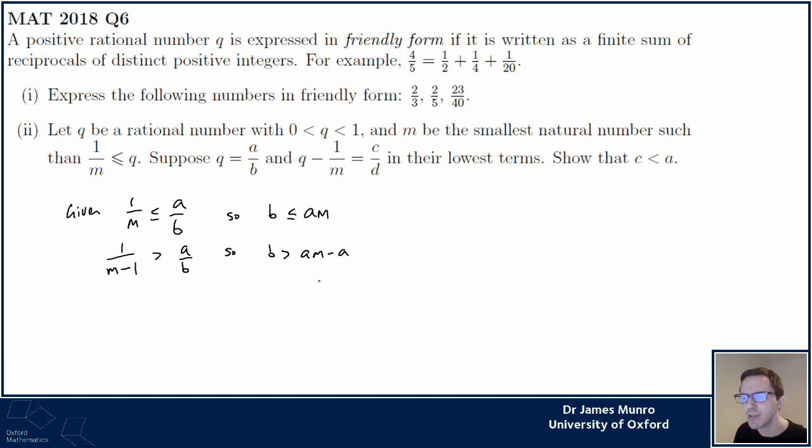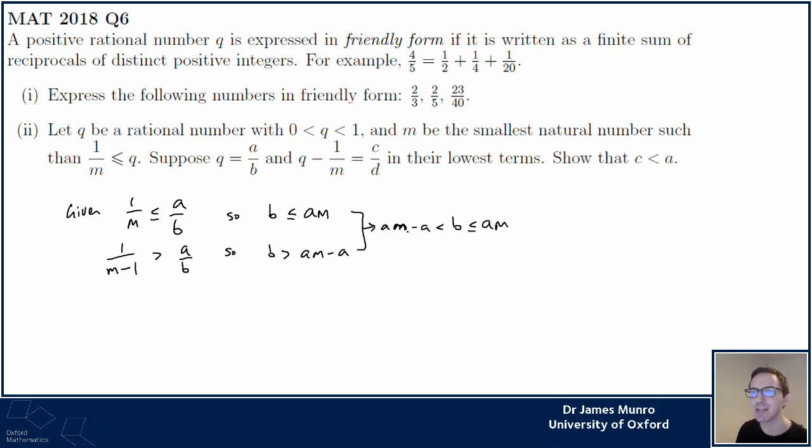Okay, so putting those together, I think these together say that am minus a is less than b, which is less than or equal to am. That gives me these bounds on b in terms of a and m. I don't know if those are useful. That just feels like what I've been told about m. Okay, so b is somewhere between a times m and a times m minus a. Right, okay. Multiples of a somehow involved.